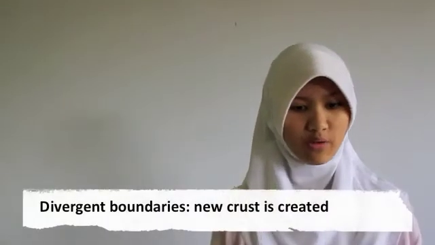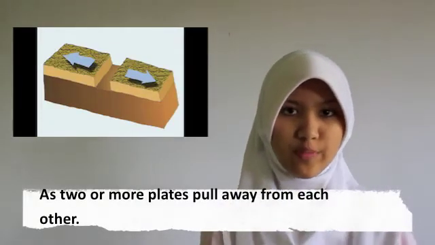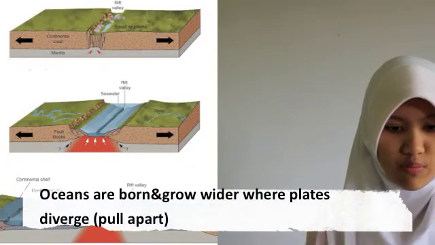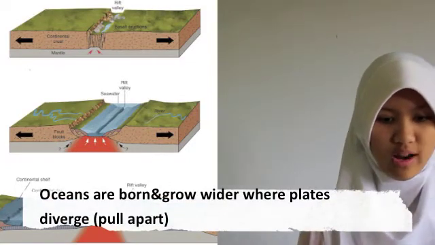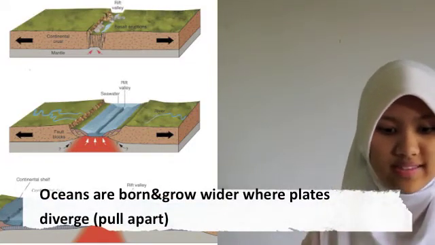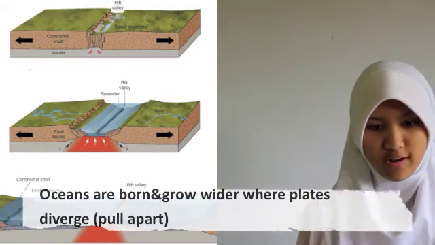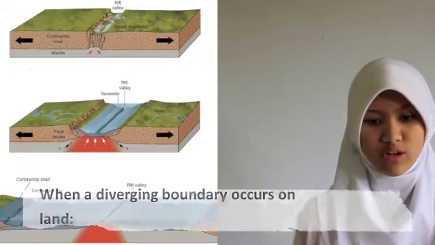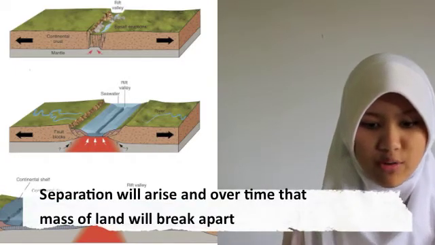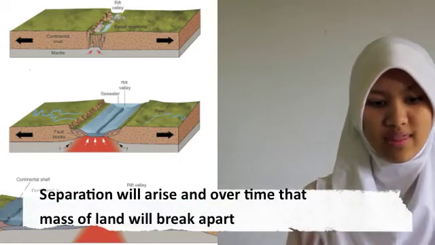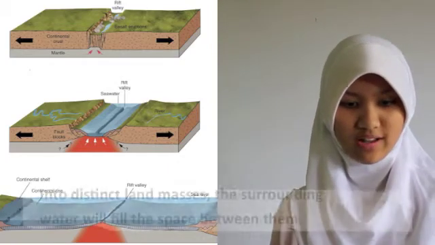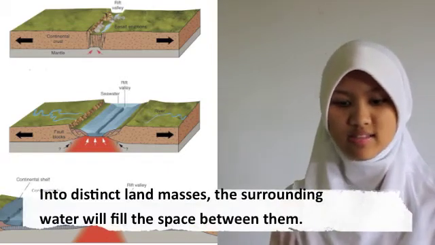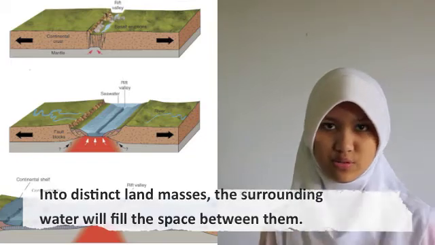At divergent boundaries, new crust is created as two or more plates pull away from each other. Oceans are born and grow wider where plates diverge or pull apart. As seen below, when a diverging boundary occurs, land rifts or separations will arise, and over time the mass of land will break apart into distinct land masses, and surrounding water will fill the space between them.